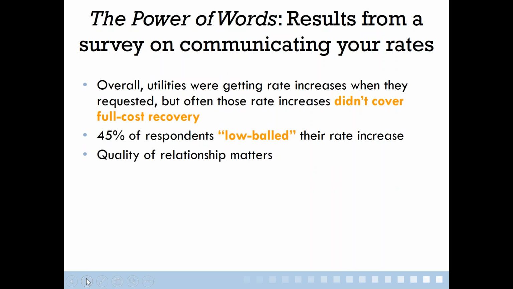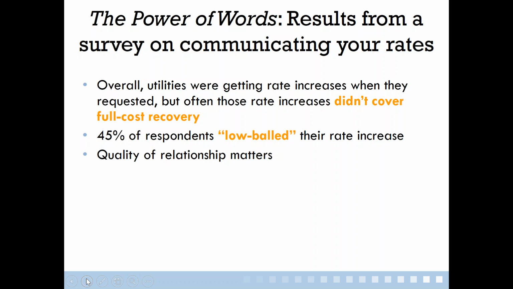So here are just some general results from that survey. The first thing that we wanted to cover was that we found out that utilities are getting rate increases when they request them, but often those rate increases don't cover the full cost of recovery. 45% of respondents reported that they lowballed their rate increase. So they actually didn't go to their governing board and ask for the rate increase that they needed to meet that full cost recovery.